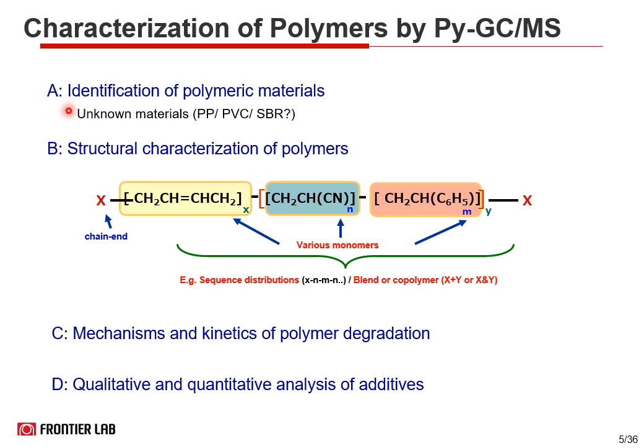These are the main purposes to use this system. Identification of polymeric materials, such as identification of unknown materials, or to see the structural characterization of polymers, mechanisms and kinetics of polymer degradation, and qualitative and quantitative analysis of additives contained in polymeric materials. Let's look at the typical system configuration of Py-GCMS.